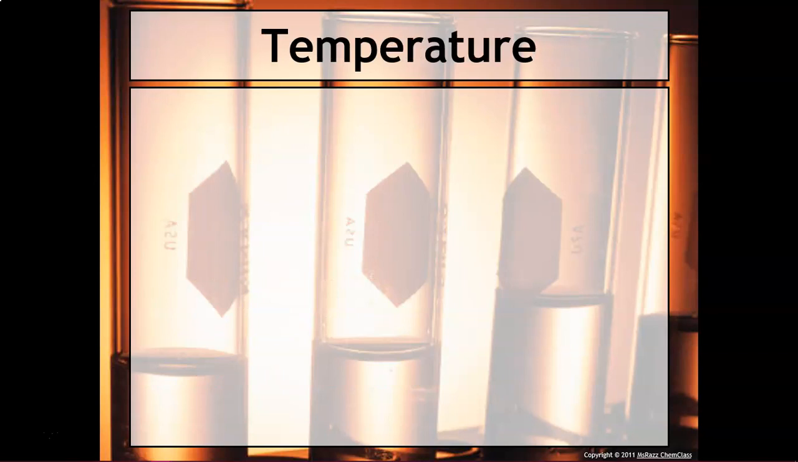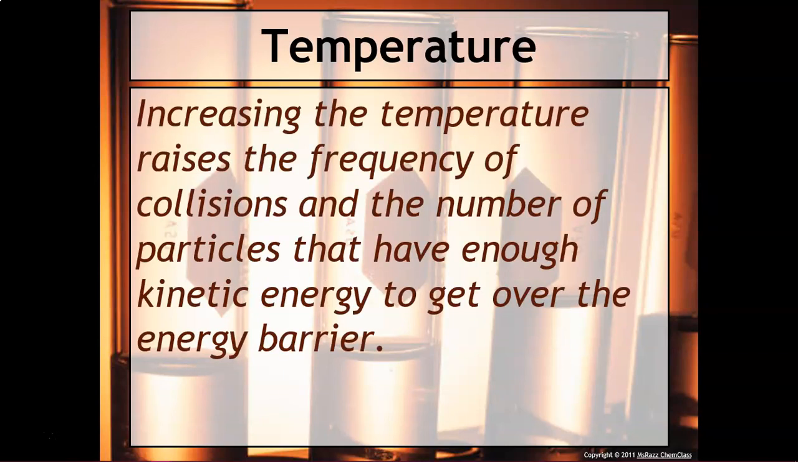So let's first talk about temperature. Increasing the temperature of a reaction mixture increases the frequency of the collisions, right? So that's a good thing. We want the particles to collide in order to form products. And it also allows the particles to have enough kinetic energy to get up over that energy barrier for the activation energy. So temperature is one of those interesting things that we always try to control because we can allow those products to form more easily with an increase in temperature.